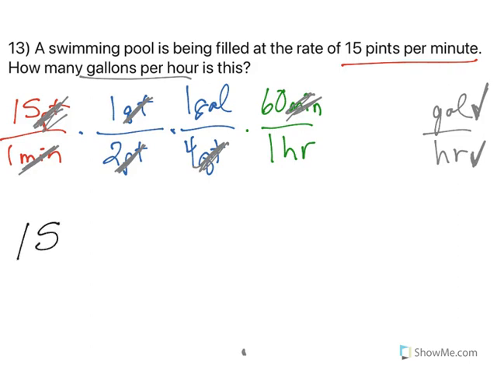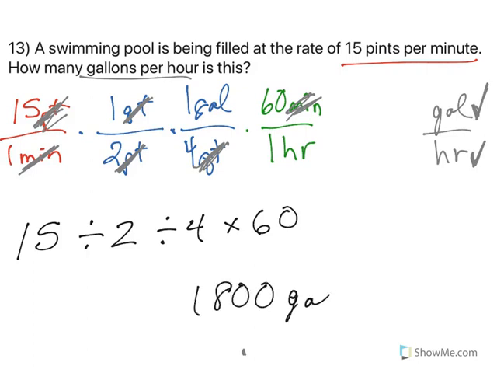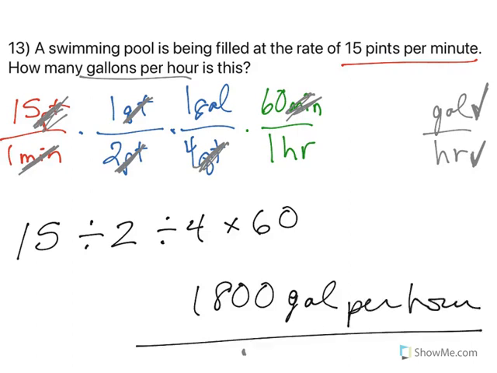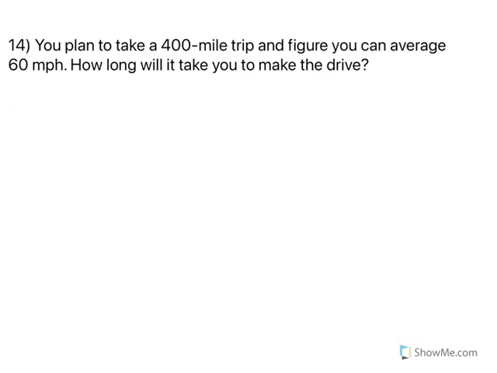So I start with 15. If it's in the denominator, I divide. If it's in the numerator, I multiply. So 15 divided by 2 divided by 4 times 60 gives me an answer of roughly 1,800 gallons per hour. That's a pretty good rate, I would say.